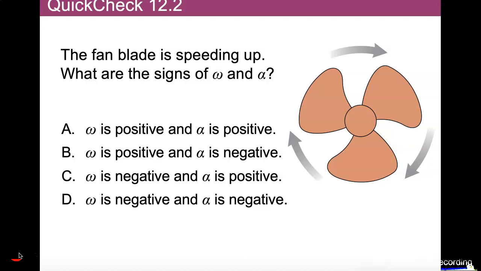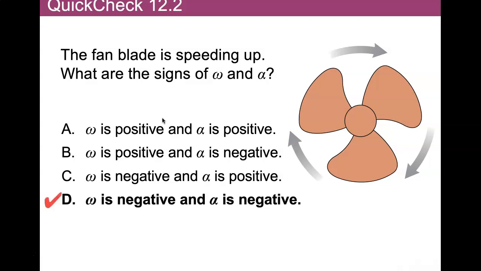Now, what about alpha? It says it's speeding up. So you have a negative number, and if it's going faster, the magnitude of that negative number is getting larger. Maybe initially it's -2, and then when it's going faster in the same direction, maybe it reaches -5. So -5 minus -2 is going to be -3. So the change in omega is also negative. It seems the correct answer should be D: omega is negative and alpha is negative. And yeah, that is indeed the correct answer. All right.